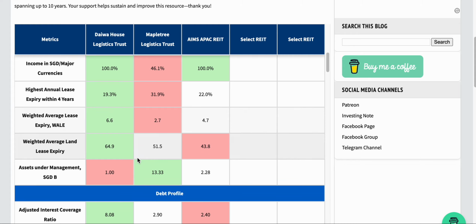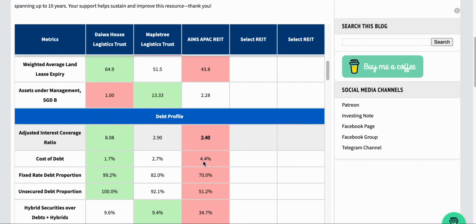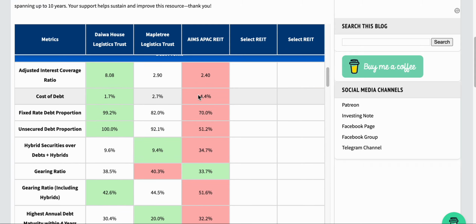So what other things will I look at? Adjusted interest coverage ratio again. This is amazingly strong, right? 8.02, 8.08. You look at Mapletree Logistics 2.9, actually it's below 3. AIMS APAC 2.4. Okay, because AIMS APAC I think has quite a lot of perpetual securities, if I remember correctly. Cost of debt, AIMS APAC is the highest, right? Surprisingly, this REIT is doing well, even though it's such a high cost of debt. This one is because of their Japanese loans. It's very cheap.